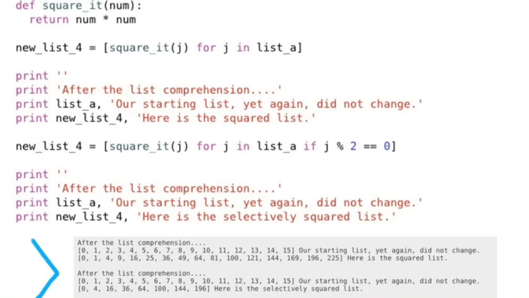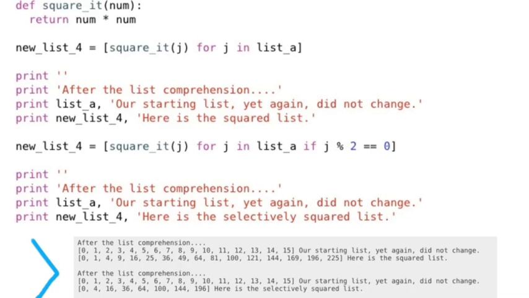Here's another example. This has a helper function, square it. Square it takes a number and returns the square of that number. You can use a function in your list comprehension, so this list comprehension will give you the square of every item that it comes across when it's going through your list.